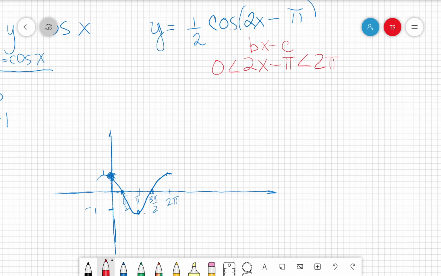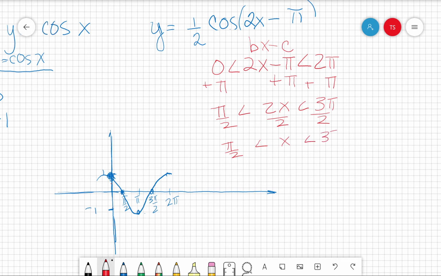So we'll start by adding pi to all three sides. That gives me pi less than 2x, which is less than 3 pi. And then we'll divide everything by 2. So we have pi over 2 less than x, which is less than 3 pi over 2.